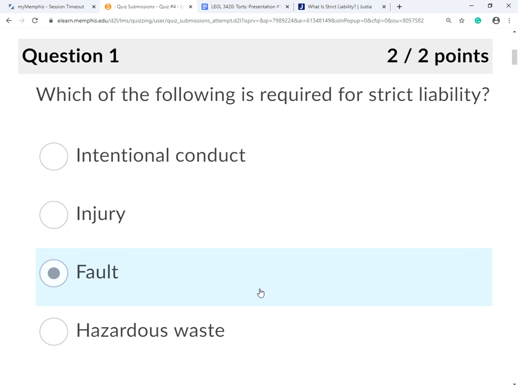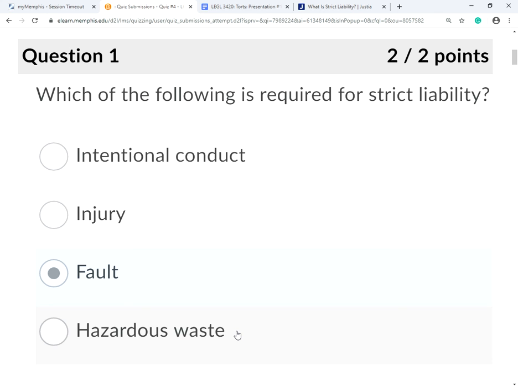The textbook clearly says the general meaning of strict liability is liability without fault. So we know the third answer here wouldn't be something we could automatically dismiss, because there is no fault in a strict liability case.